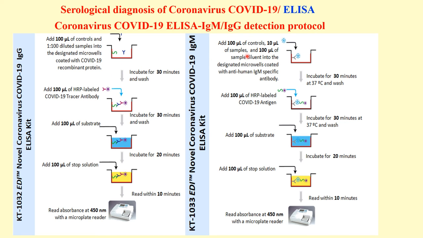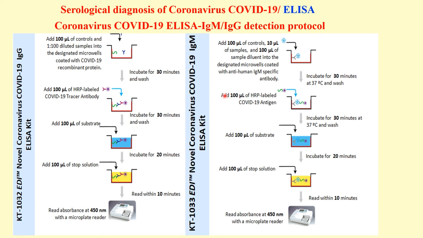For the IgM kit, which is different from what we have described in the IgG protocol, the IgM protocol is slightly different from the IgG protocol for the detection of coronavirus COVID-19 by ELISA. For the IgM protocol, you add 100 microliter of the control. Then you add 10 microliter of the clinical sample. And then you add 100 microliter of sample diluent into this micro well, and this micro well is coated with anti-human IgM specific antibody. Then you incubate for 30 minutes at 37 degrees centigrade and then you wash.